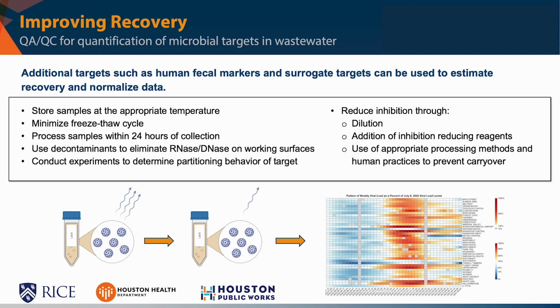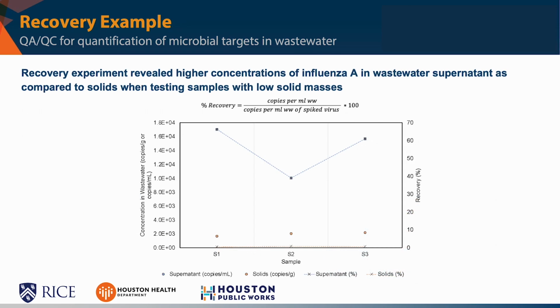Inhibitors are substances that can interfere with PCRs and prevent target amplification. As previously mentioned, they can be found in the sample matrix or introduced throughout the process. Dilution, the addition of inhibitor-reducing reagents, and choice of concentration and extraction methods can all help to reduce inhibition and improve recovery. For this last example, I'm using some results collected from a partitioning study conducted in our lab.